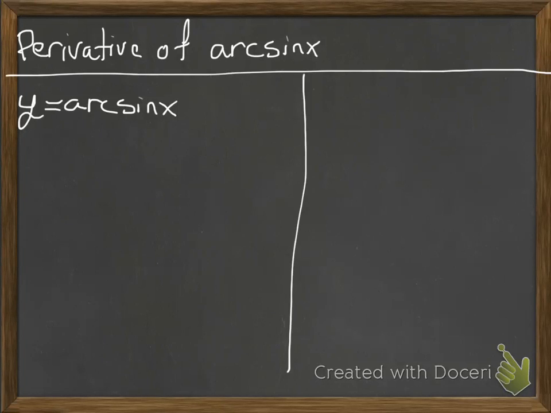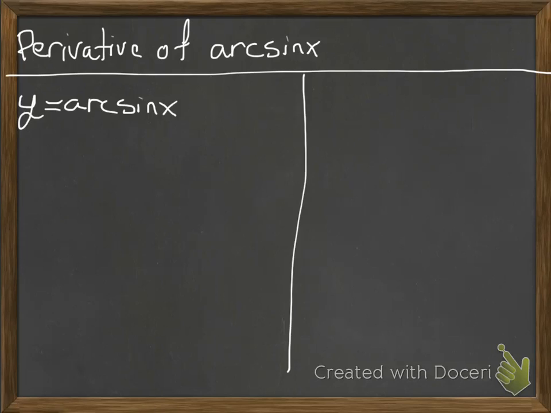Let's take a look at the derivative of the arcsine. So I'm going to show you two ways of doing this. The first way is to rewrite the arcsine and then use implicit differentiation. Then I'll also show you how to use the derivative of an inverse function theorem. That'll be the second thing, and we'll get the same thing.